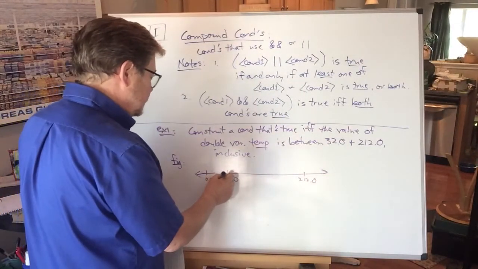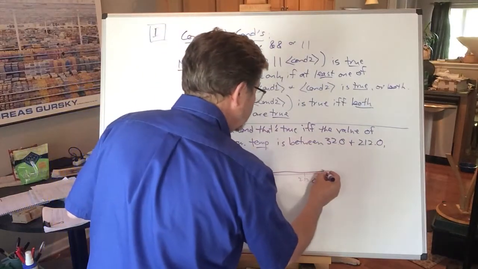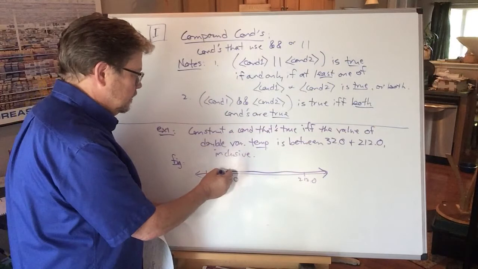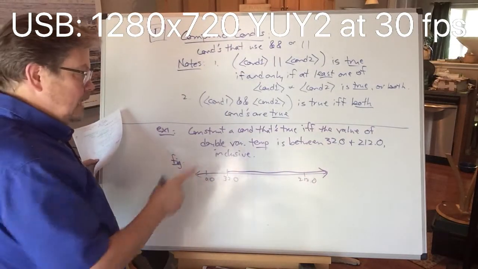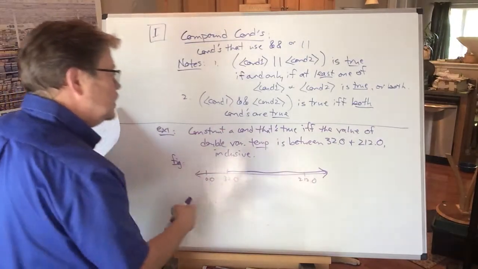Now, if it's between 32 and 212, there's actually a couple of things that are true. One of them is it's got to be more than 32. And by more than 32, I can represent that on a number line by just making that a double line. I can color it in solid, but I don't want to use up all my ink. So there, it's going to be to the right of 32 on the number line. The value of temp is going to have to be to the right of 32 if it's going to make it true.